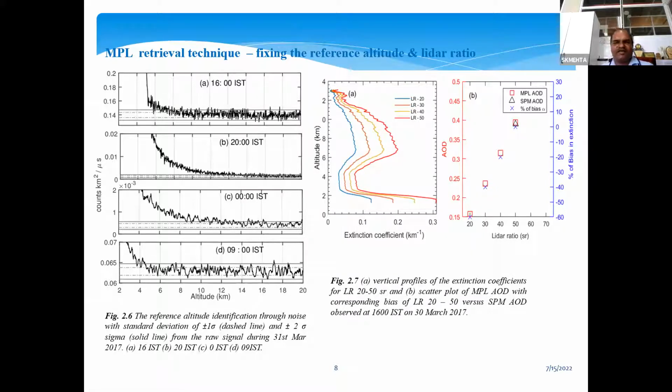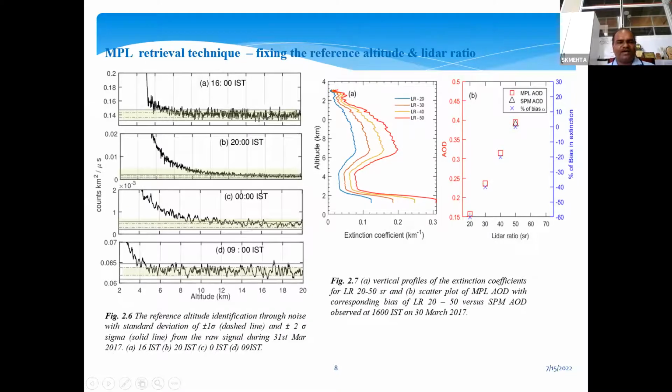So what we do is we start with a lidar ratio of 20, assuming 20 to 70 or so; actually the lidar ratio varies from 20 to 100 over this location. We start from 20, then increase by one and do the iteration, and when the observed AOD and the AOD calculated from the iteration converge, then we take that corresponding lidar ratio for the rest of the derivation. So these two problems will be there when we are operating the lidar at a new place.